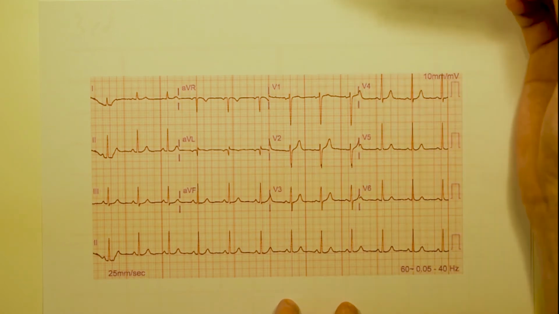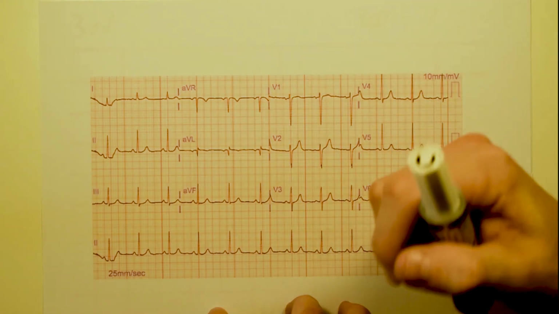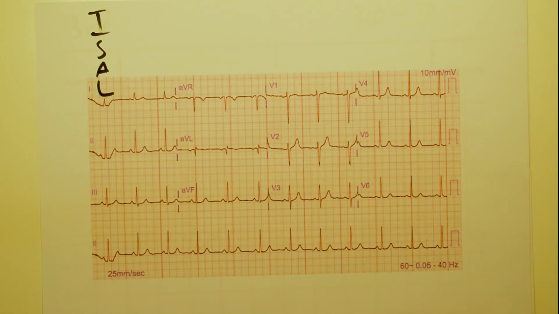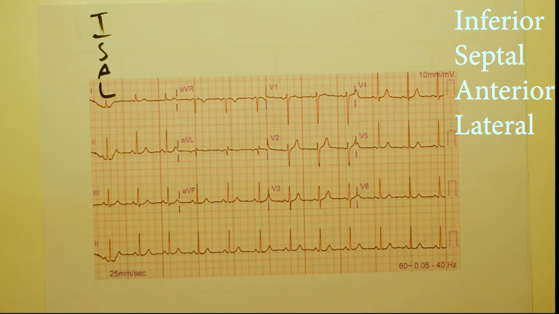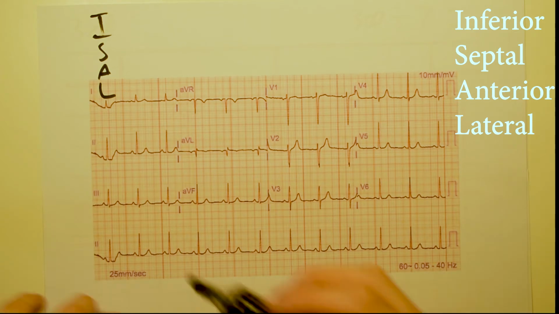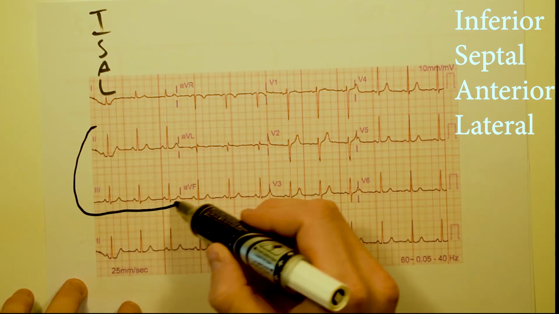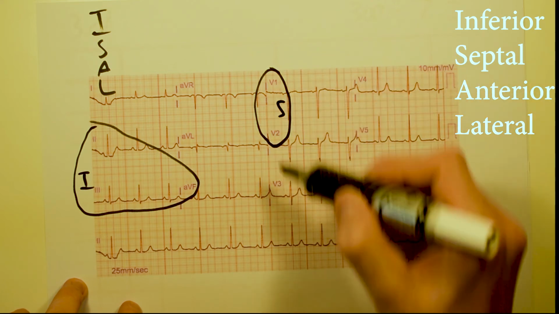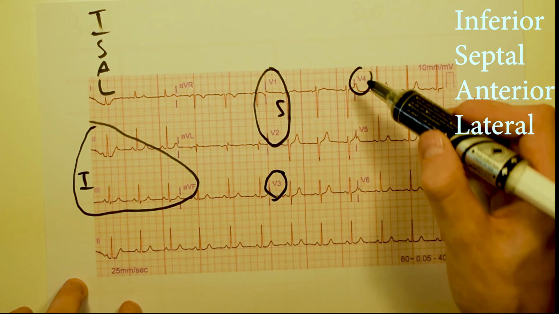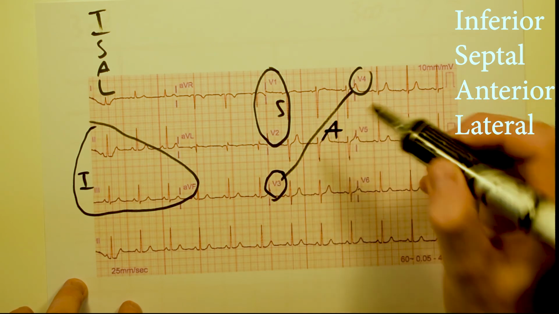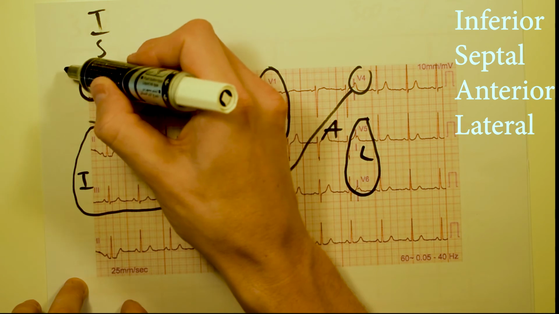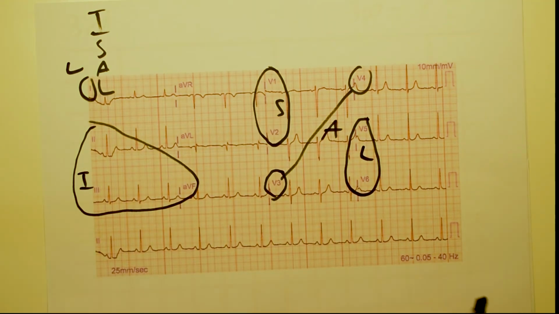All right. So how do I tell which leads are looking at what? Well, there is a really cool mnemonic, which is ISAL leads. So what that means is the I stands for inferior, the S stands for septal, the A stands for anterior, and the L stands for lateral. So you'll see here that leads 2 and 3 and aVF are inferior, leads V1 and V2 are septal, V3 and V4 are anterior, and V5 and V6 are lateral. And this can also include lead 1, so that's also lateral. That is how you tell what leads are looking at what.